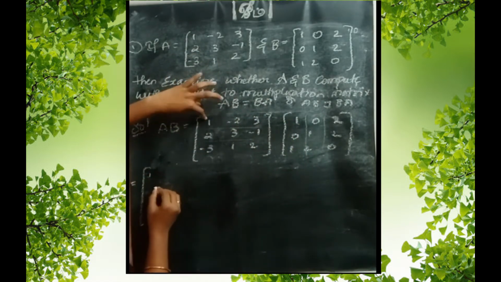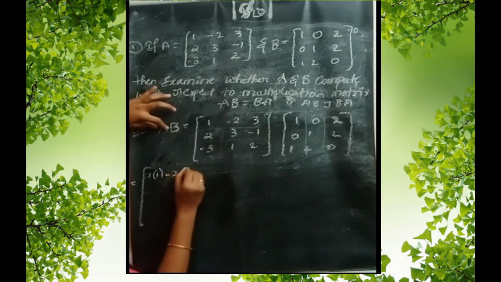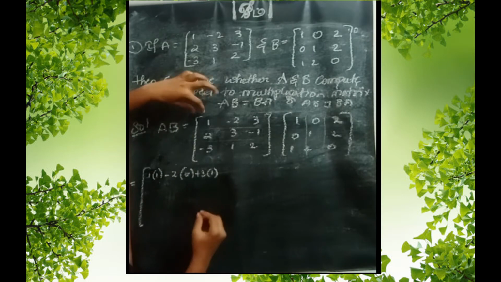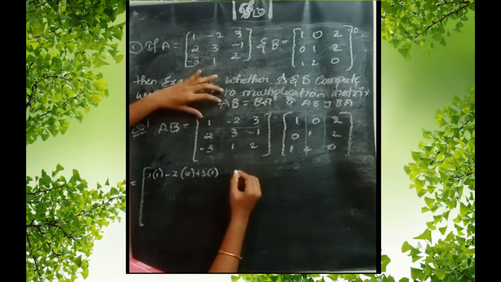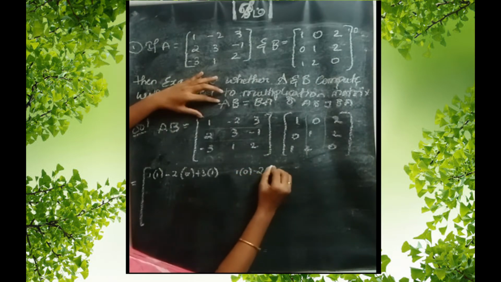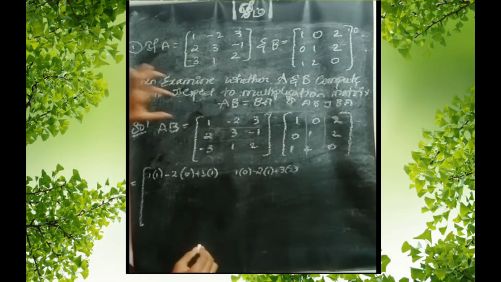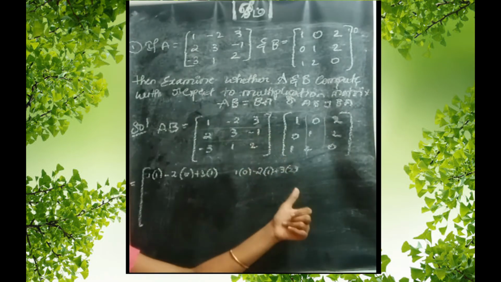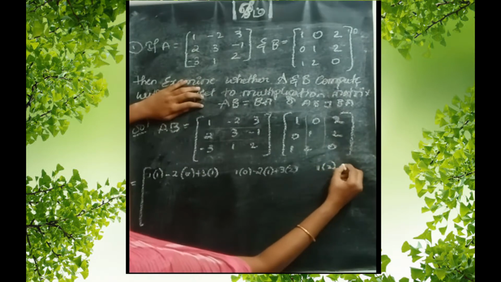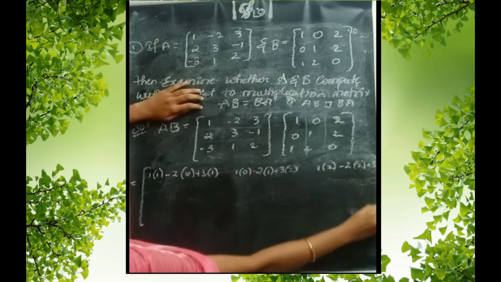Now we have to multiply the first row with the first column of the second matrix. So 1 into 1 plus minus 2 into 0 plus 3 into 1. This is the first element. Next again the first row with the second column: 1 into 0 minus 2 into 1 plus 3 into 2. Every row should be multiplied with every column of the second matrix. Now 1 into 2 minus 2 into 2 plus 3 into 0.